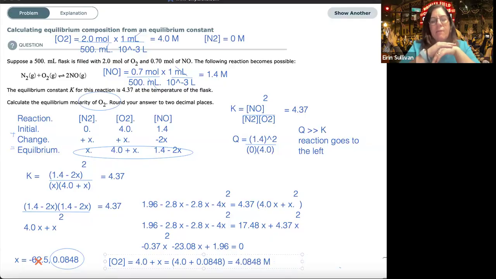So that is going to give me a concentration in terms of molarity of 4.0848 molarity. Now, what were we asked for in terms of sig figs? Round your answer to 2 decimal places. So that means I'm going to get rid of the last decimal places, and my answer will just be 4.08 molarity.